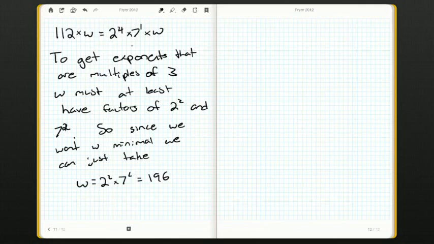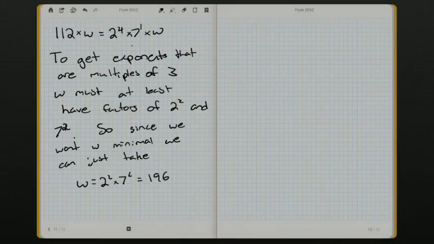We want W as small as possible, so we don't add in a 2 cubed or a 7 cubed with W. We just take it with what it needs, which is a 2 squared and a 7 squared. So W must be 196.